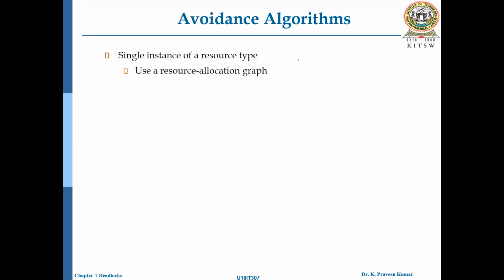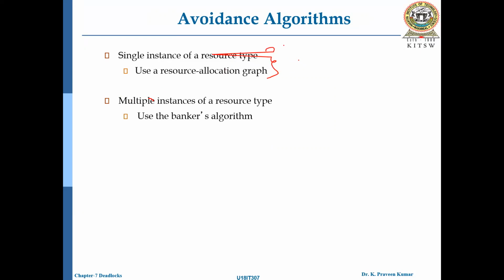First, we see the deadlock avoidance algorithms. If we have a single instance of each resource type, use a resource allocation graph; then there is very little chance, mostly no chance, of entering the deadlock state. If the resources have multiple instances, then use Banker's algorithm. We are going to see Banker's algorithm in the coming slides.